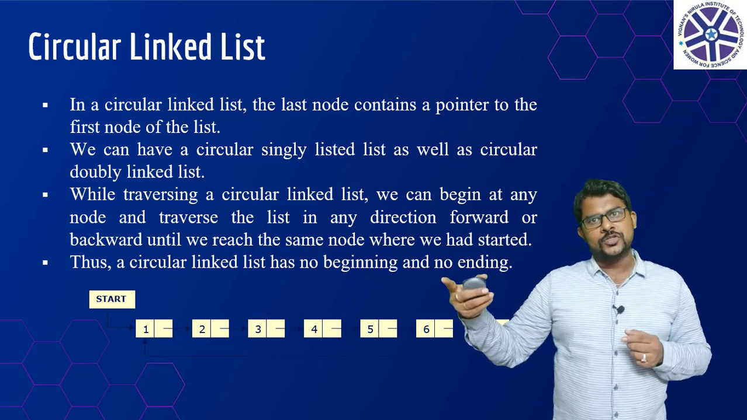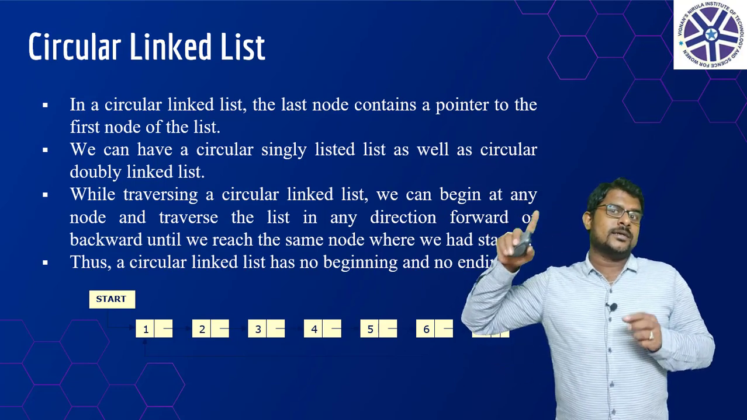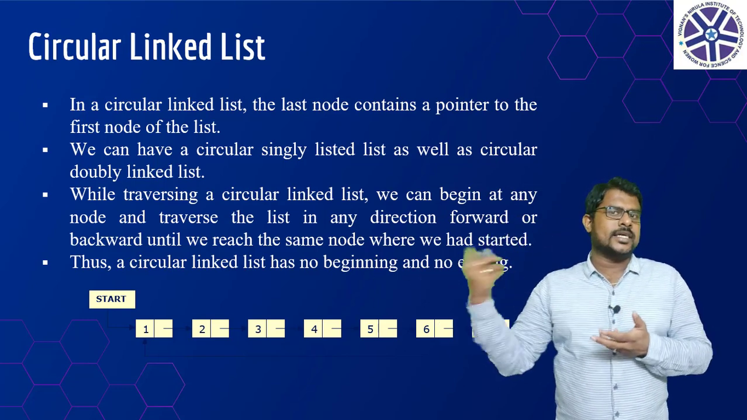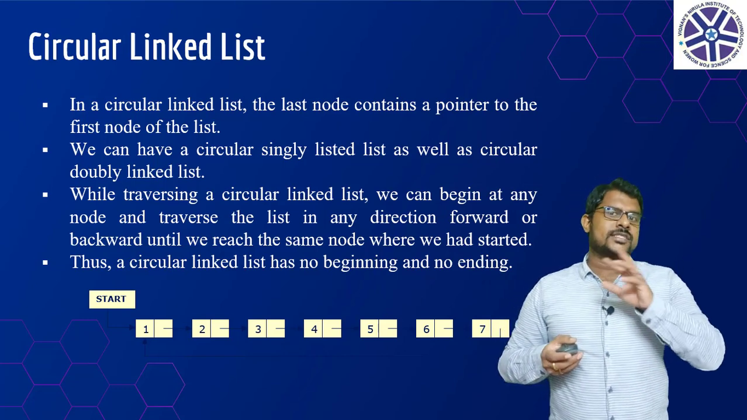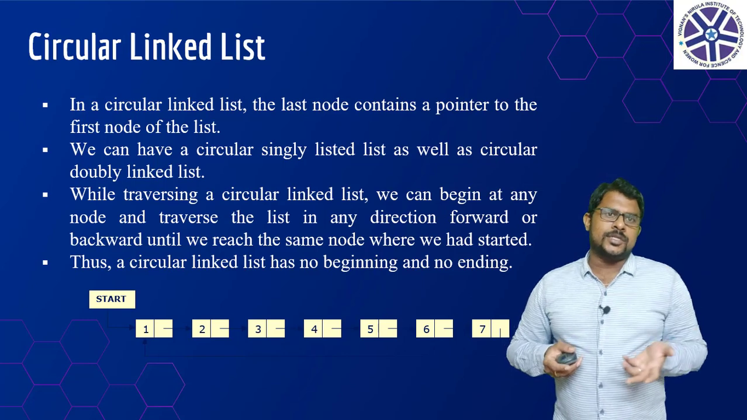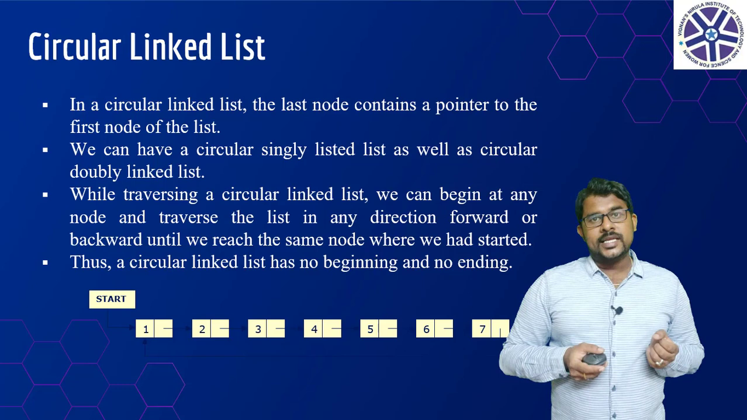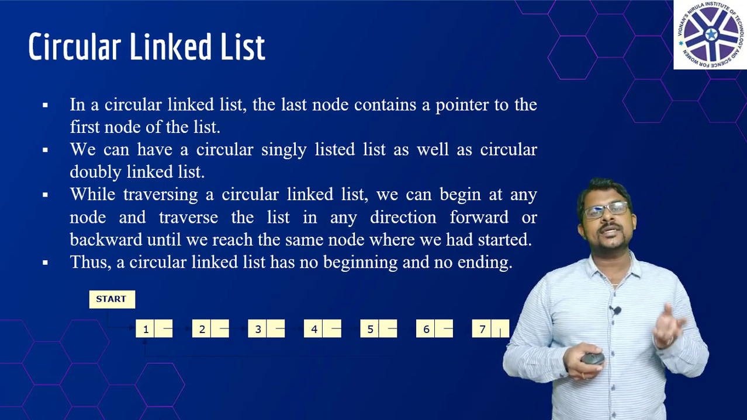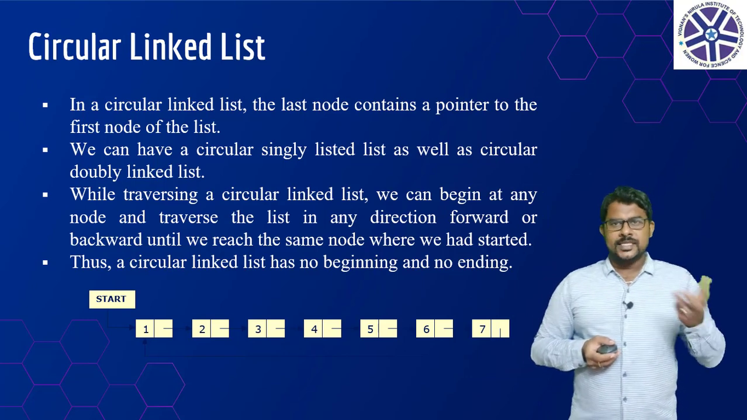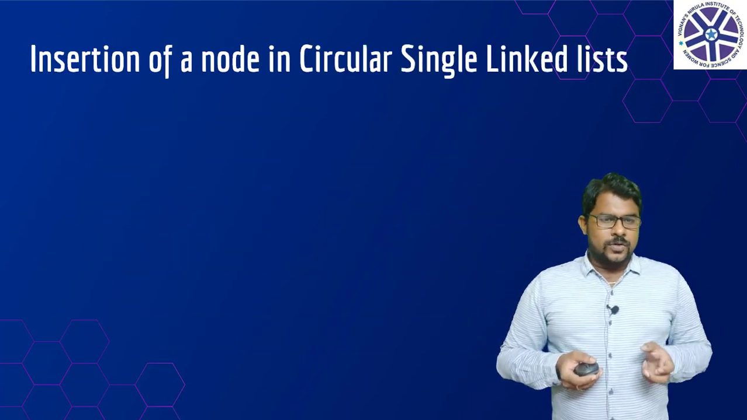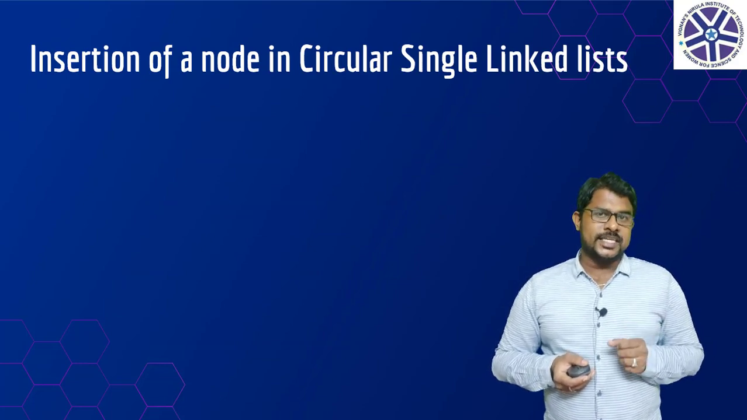Suppose you are at the last node. If you want to go to the first node, you can simply go to the next node. So you can traverse like that. It makes traversing backward or forward very easy, depending upon the type of linked list you implement. A circular linked list can be implemented using both a singly linked list and a doubly linked list, so we can see both of them. Let us first see how to represent the circular linked list using a singly linked list.